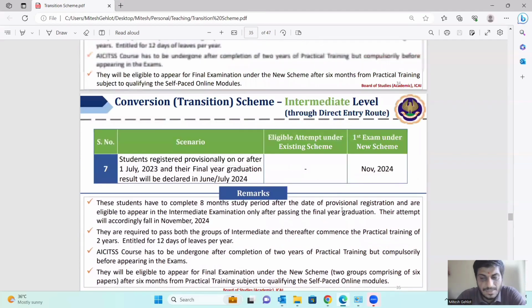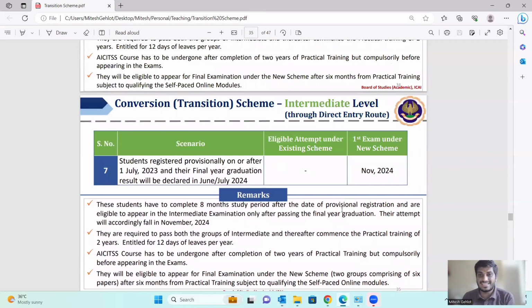So this was the major thing with respect to the transition scheme of the intermediate level for both the foundation and direct entry routes. If you have any doubts or if you want anything in detail, you can reach out to us or provide it in the comment section. We will try to get some detailed videos as well going forward for you.